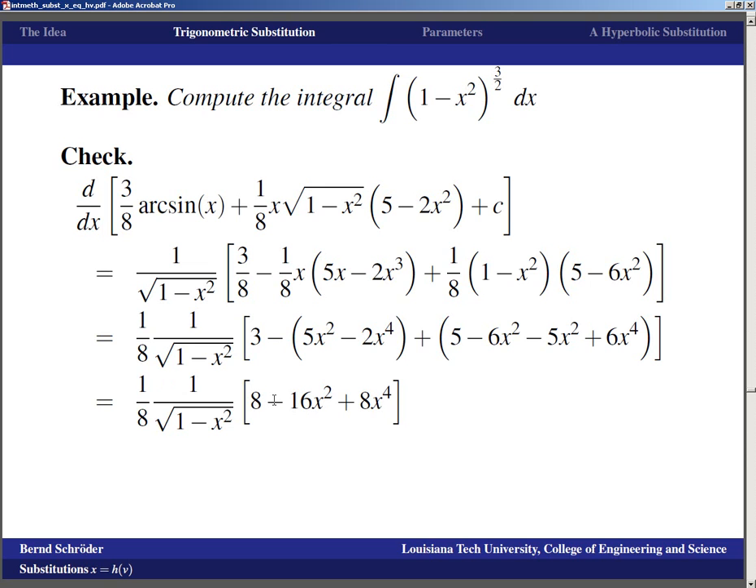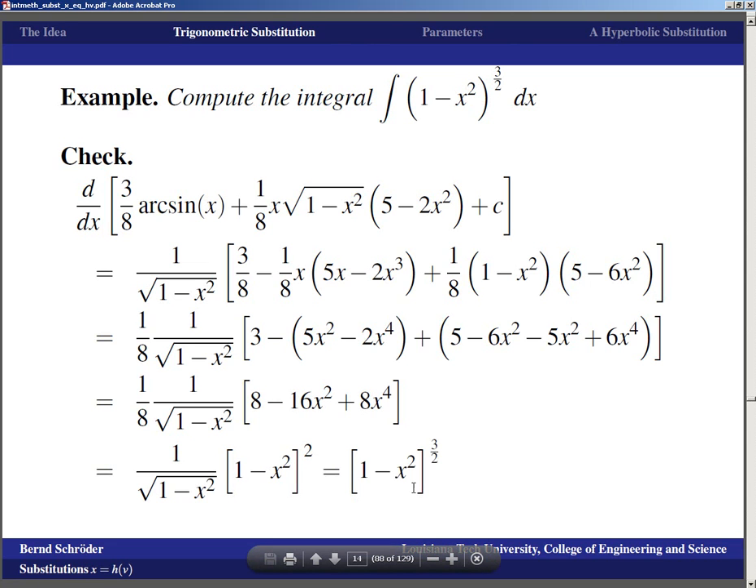And now we can see that the 8's cancel. So that gives us 1 over square root 1 minus x squared, 1 minus 2x squared plus x to the 4th, which is nothing but 1 minus x squared quantity squared. And 1 minus x squared quantity squared divided by square root 1 minus x squared is just 1 minus x squared to the 3/2, which is what we were supposed to show.